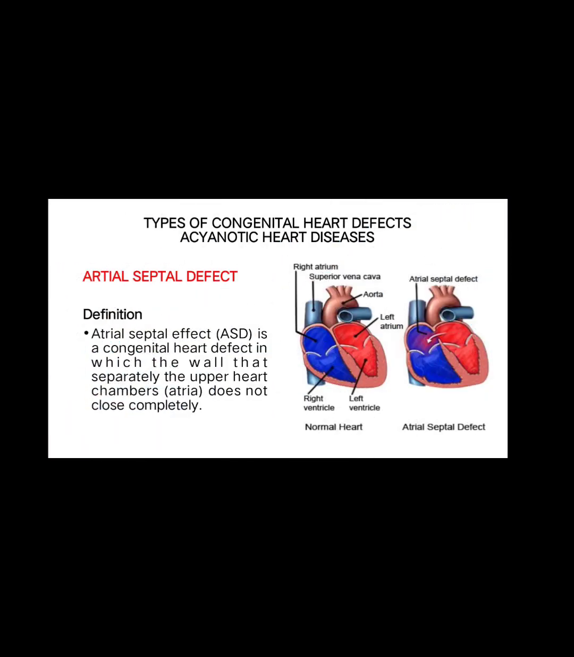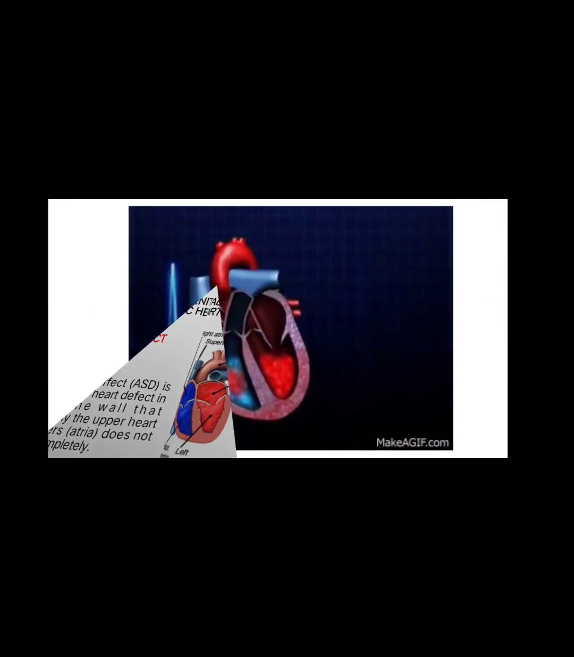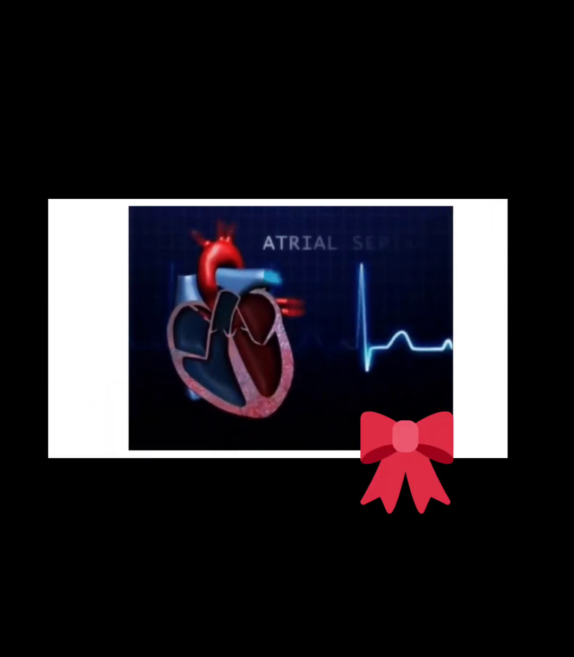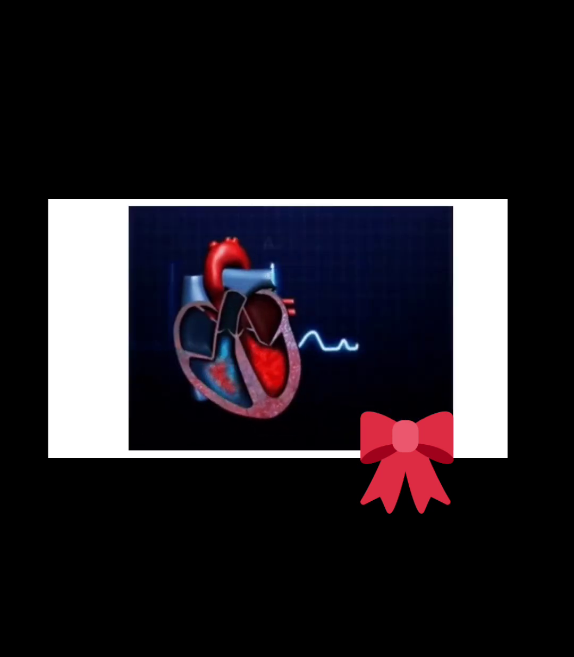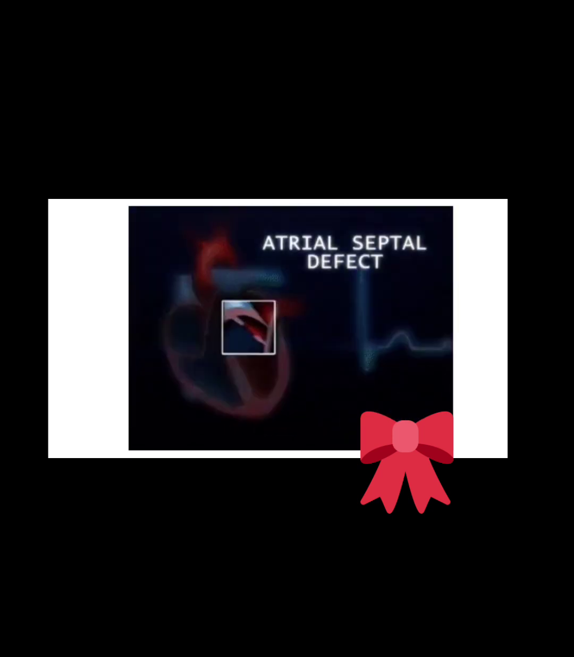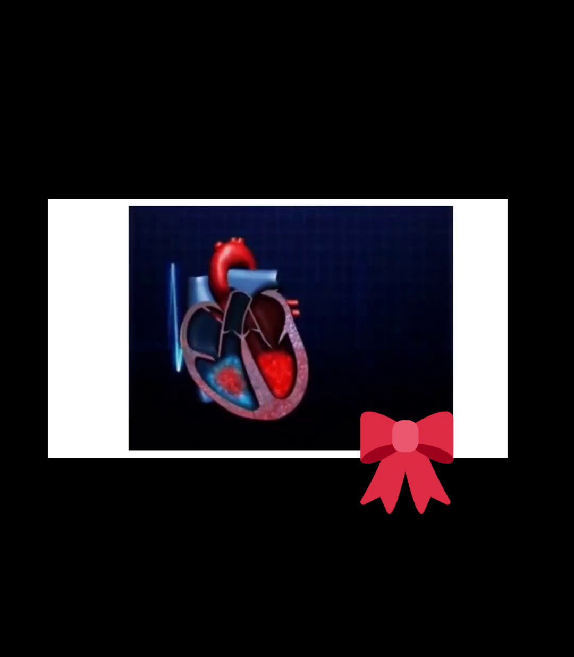So atrial septal defect is a congenital heart defect in which the wall that separates the upper heart chambers, that is the atria, does not close completely. So that causes the mixing of oxygenated and deoxygenated blood. When there is a mixing of these two bloods, it leads to cyanosis in the body due to the deficient amount of oxygen being supplied to all parts of the body. So you can see in the image how the mixing of blood takes place, that is the mixing of both oxygenated and deoxygenated blood leading to cyanosis of the body.